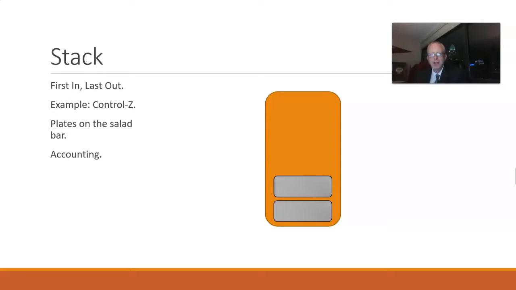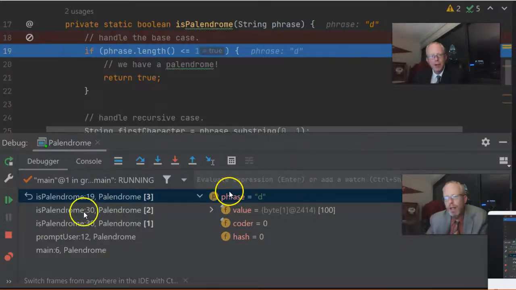I often think about plates on a salad bar, too, where the server will come out and put the clean plates on the stack of plates, and the one you grab is the one that was most recently washed. A couple other situations we have. One we saw recently is the method call stack. This is a screen capture from a previous video I did where I was showing recursion. And you see that every time we call a method, it goes to the top of the stack.